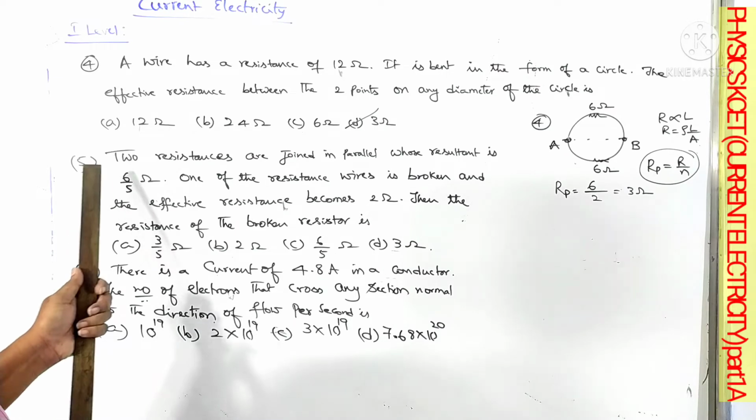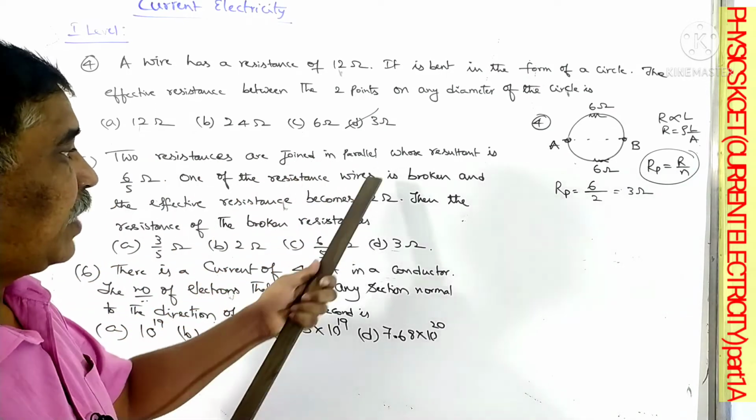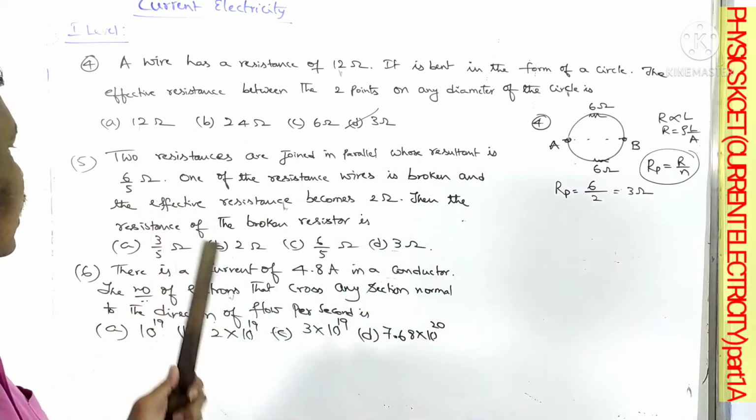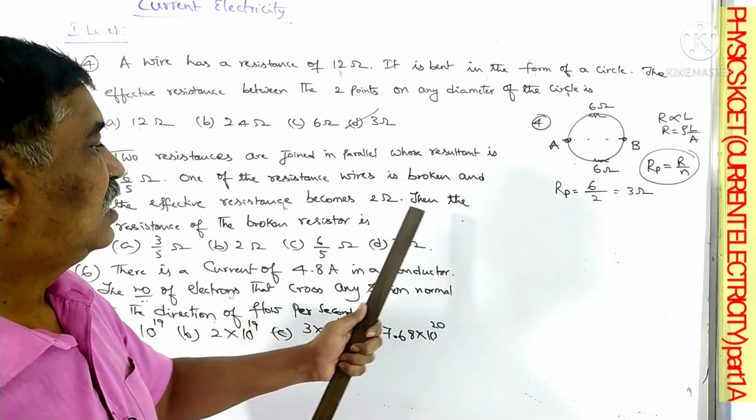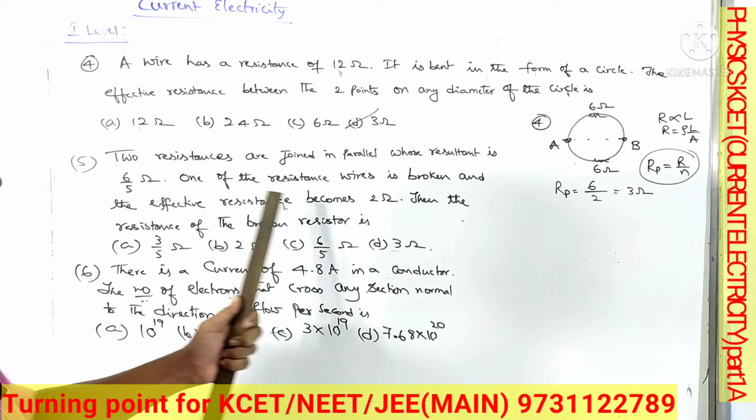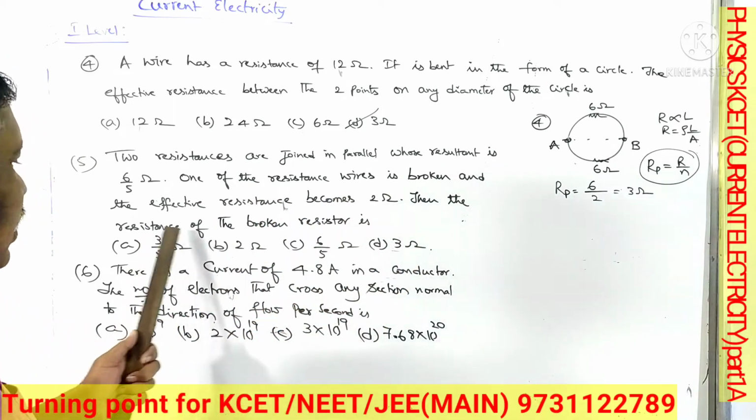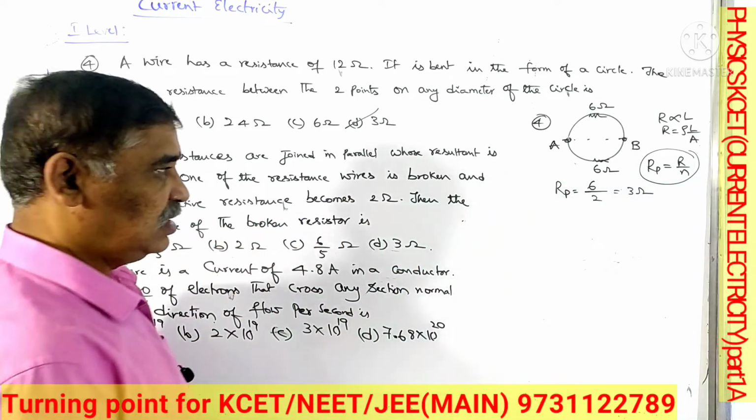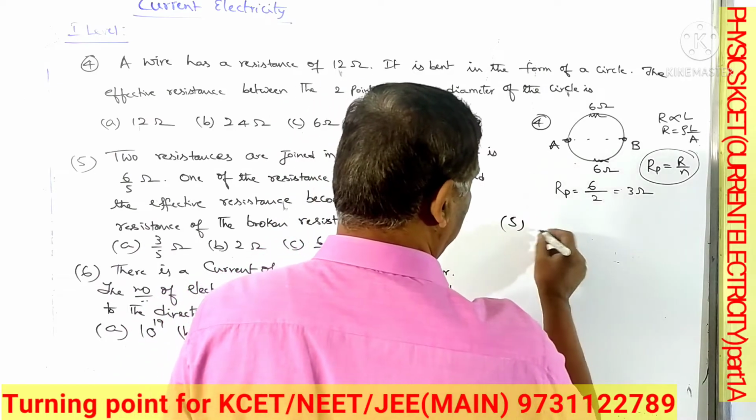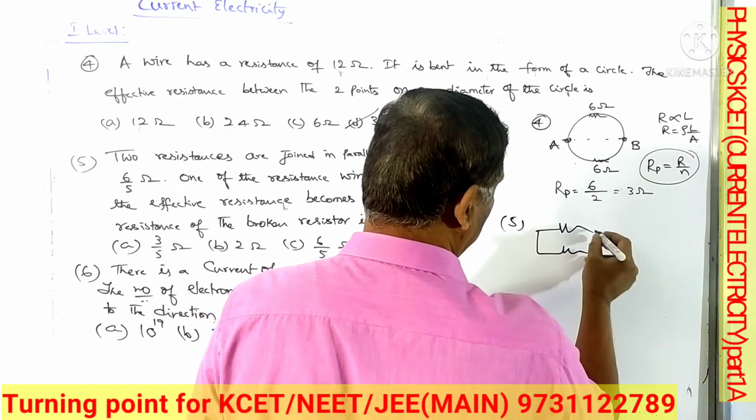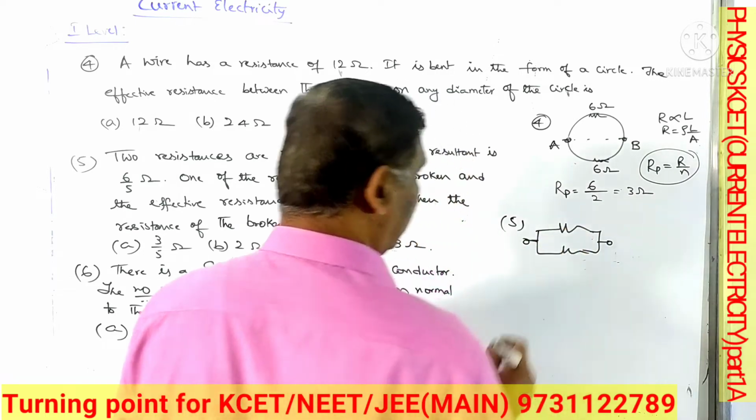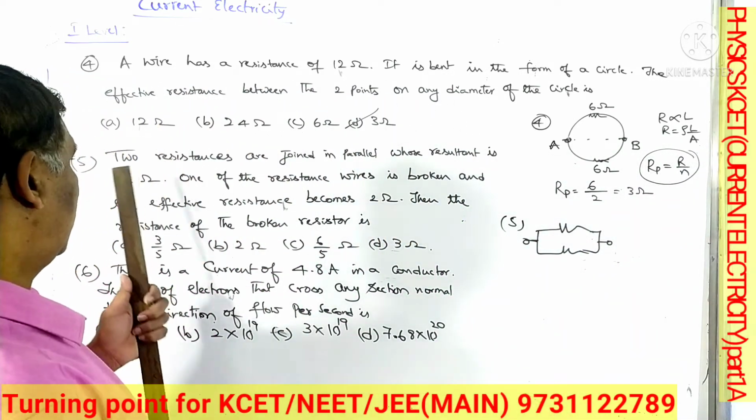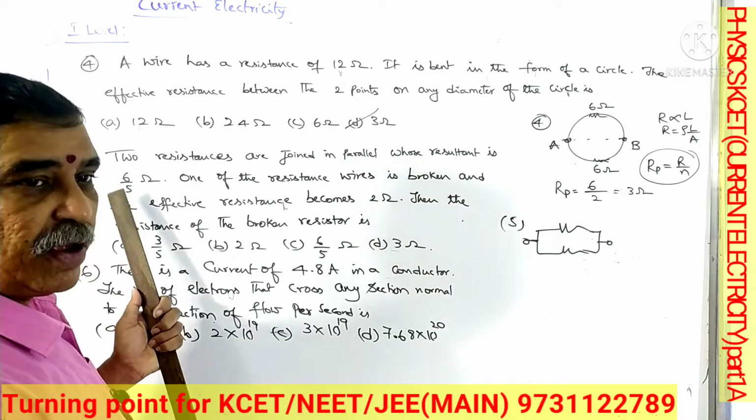The next one: 2 resistances are joined in parallel whose resultant is 6 by 5 ohm. One of these resistance wires is broken and the effective resistance becomes 2 ohm. Then the resistance of the broken resistor is? Just to understand, it's a very easy problem. Say we are given 2 resistors. When they are connected in parallel, this combination has a resistance of 6 by 5.